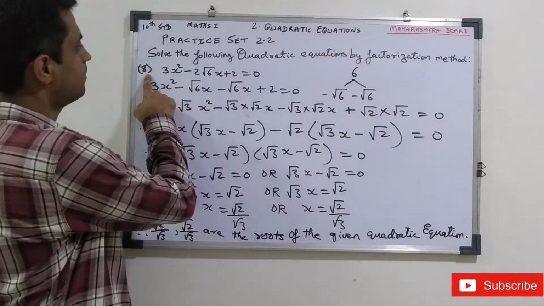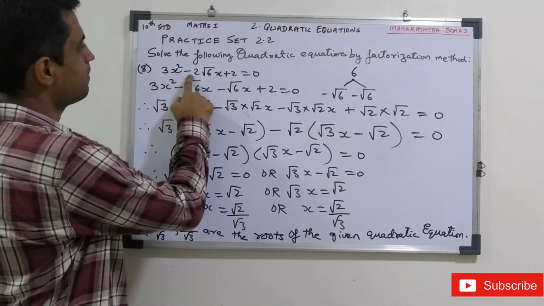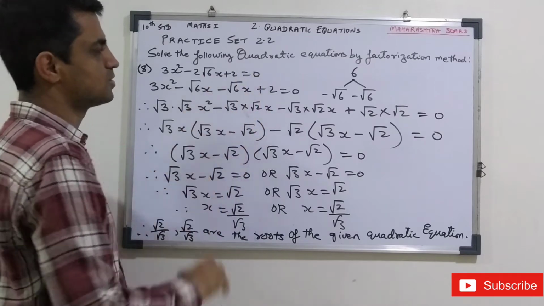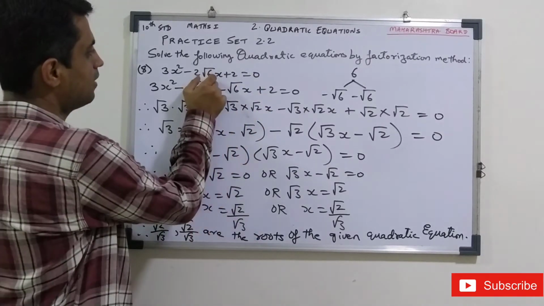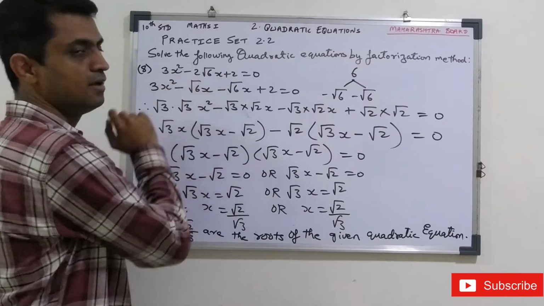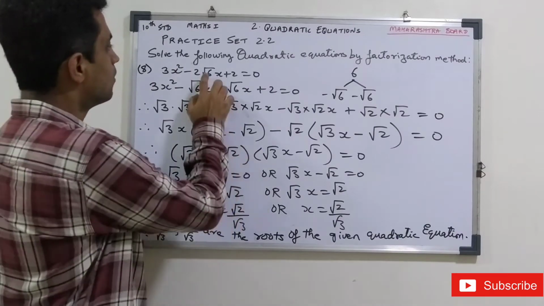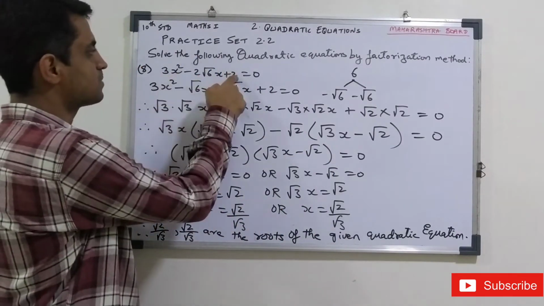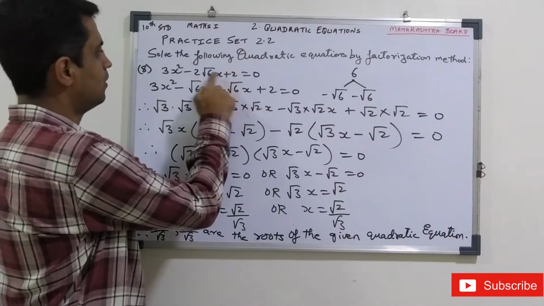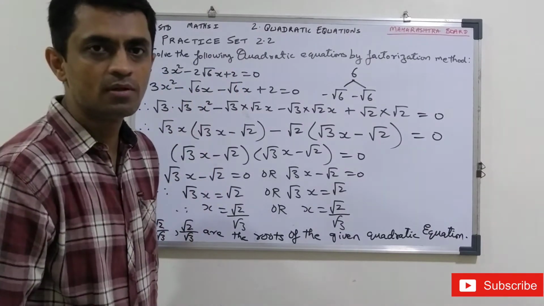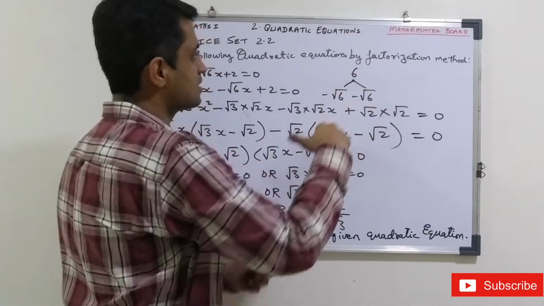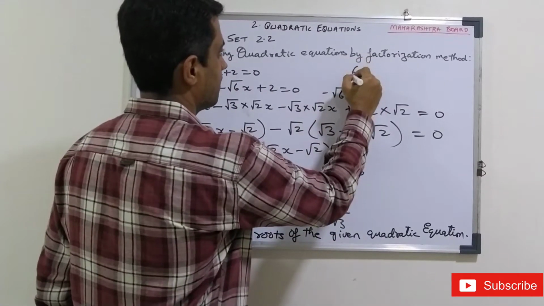Students, 8th sum: 3x square minus 2 root 6x plus 2 is equal to 0. Now here the middle part is an irrational number. Okay, no problem for that. The first step would be multiplying this part, 3 into 2. What is 3 into 2? 3 2s are 6. So 3 into 2 is 6. So this is the factor we got here.